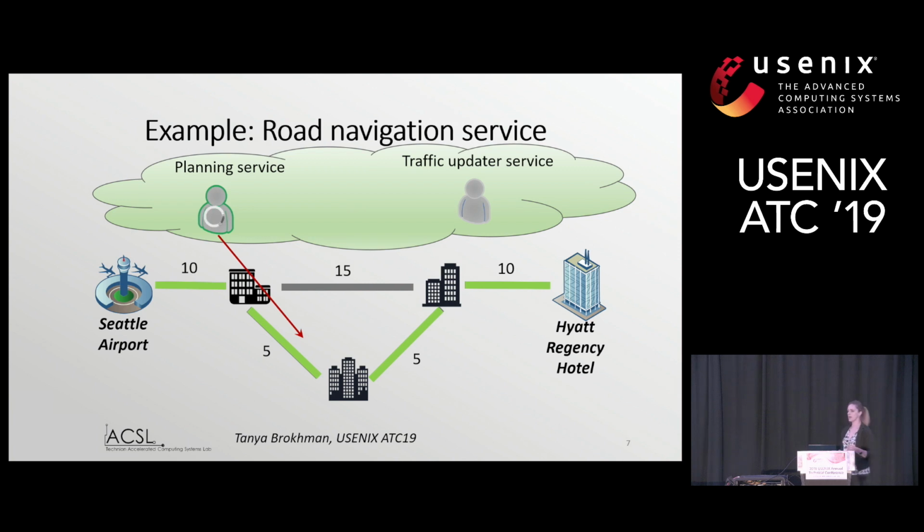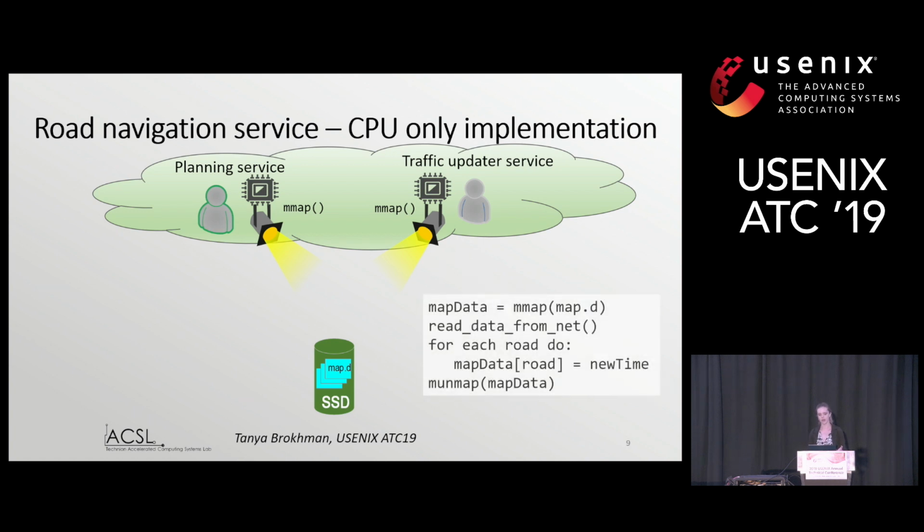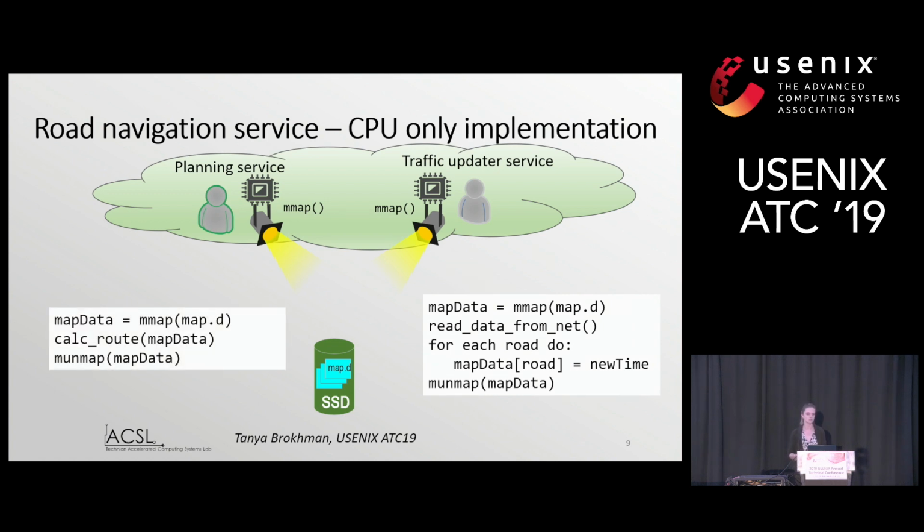Now, how would we implement this? So our map is saved in a file, and we will take two CPU processes, each of them m-mapping the file. So the code is pretty simple. Our updater service just m-maps the file and uses it as if it was a regular memory access. And same for our planning service. We just m-map the file and pass the pointer to the route calculation routine.